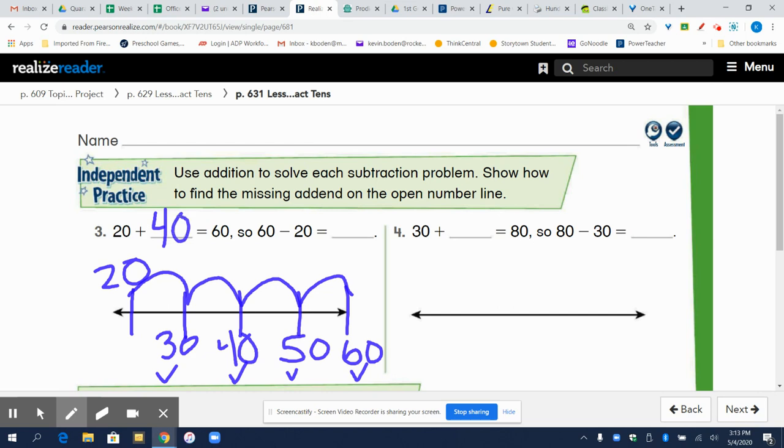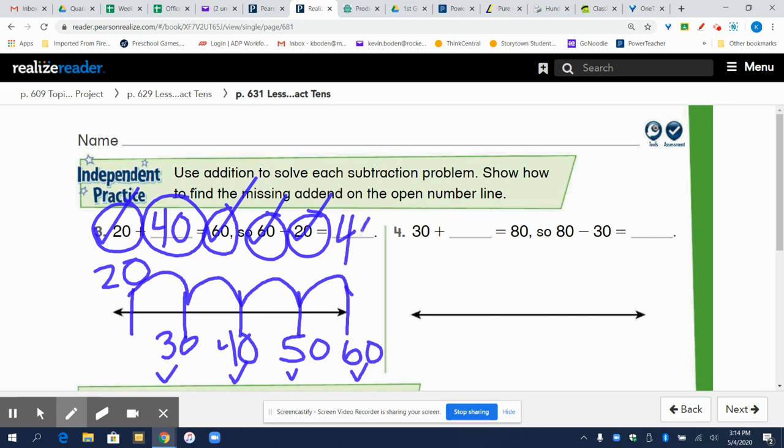Now this time we're just going to think about our fact family. So we used addition to solve a subtraction equation. We found that 20 plus 40 equals 60. So I see a 20 over here, I see a 40 over here, and I see a 60 over here. So looking at my fact family, I see a 60, I see a 20, but what number am I missing from that fact family? I see a 20 and a 20. I see a 60 and a 60. What number is missing from that fact family? You got it. 40 is correct.